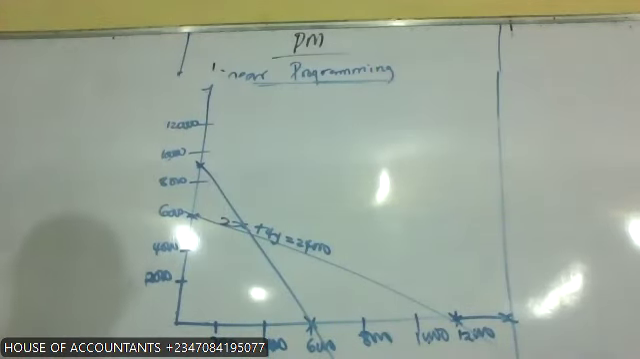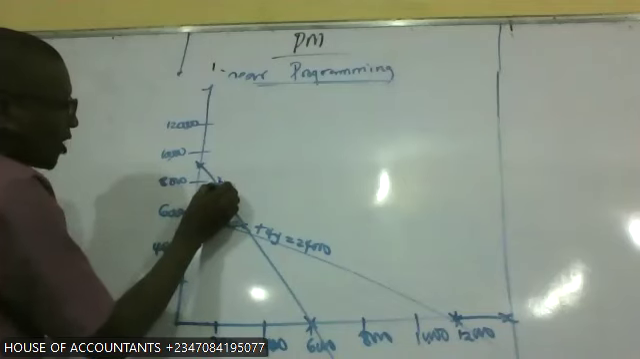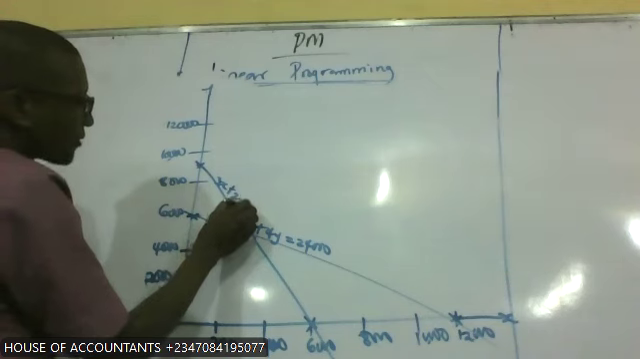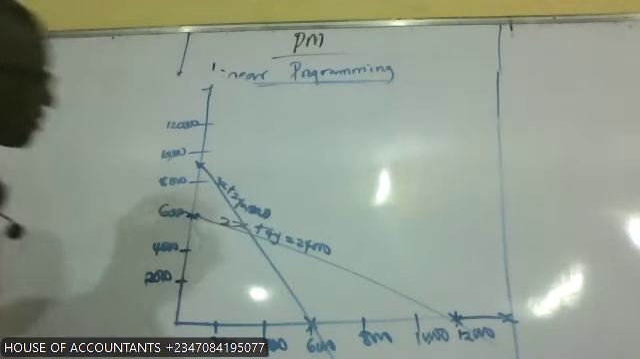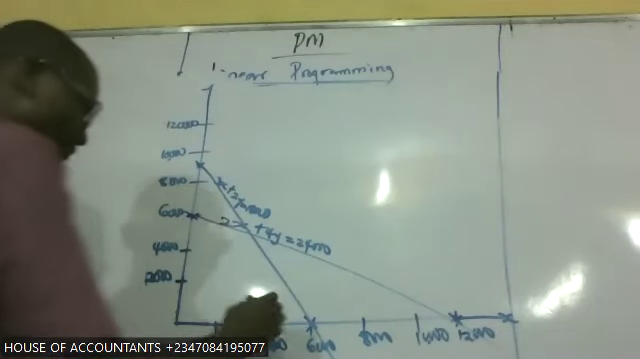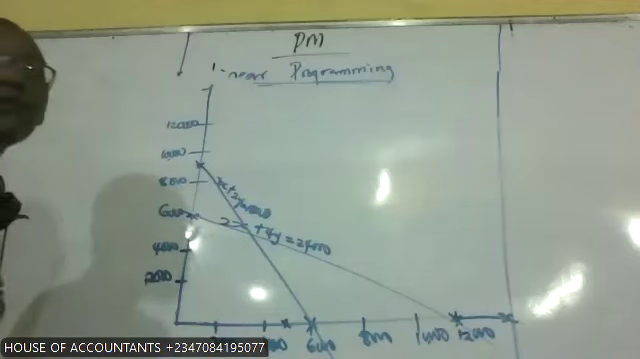That's 3x plus 2y equals 18,000. Then we have x equals 5,000, and Y is 0.